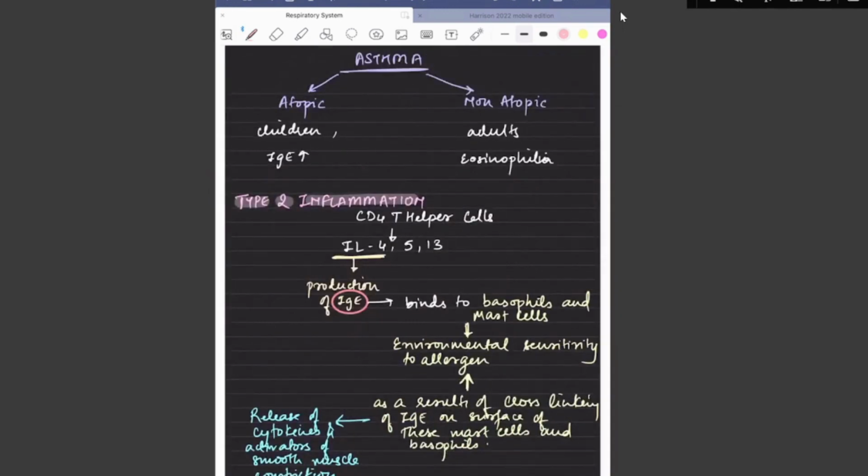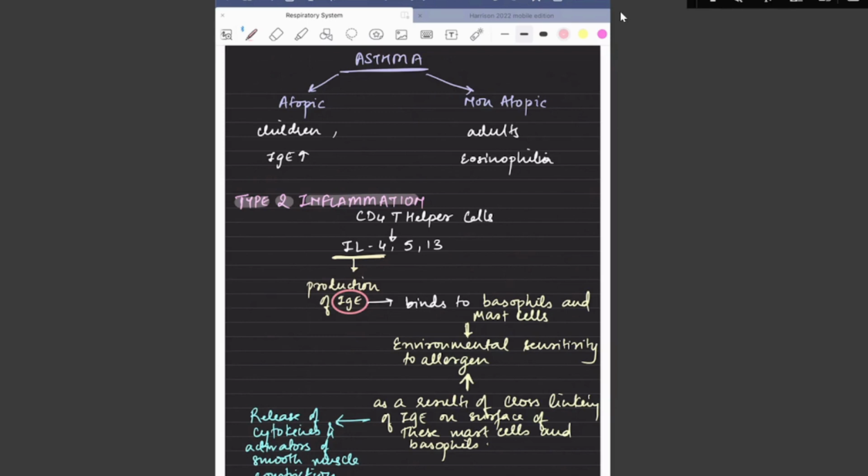Now, this asthma has been divided into atopic and non-atopic. In children, it is the atopic one which is causing the asthma, and there is also an increase in IgE levels. In non-atopic individuals, it is mostly seen in adults, and it is eosinophilic. So, the inflammation part of asthma is type 2 inflammation, and it is the CD4 T helper cells which are causing the inflammation.